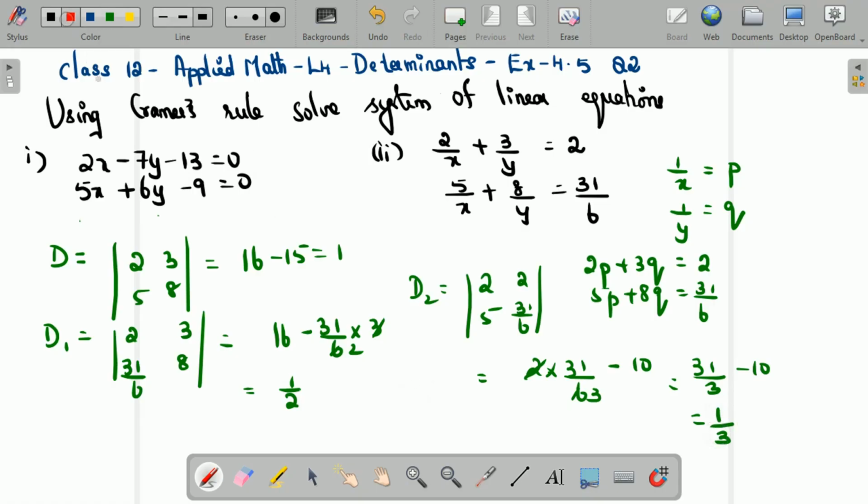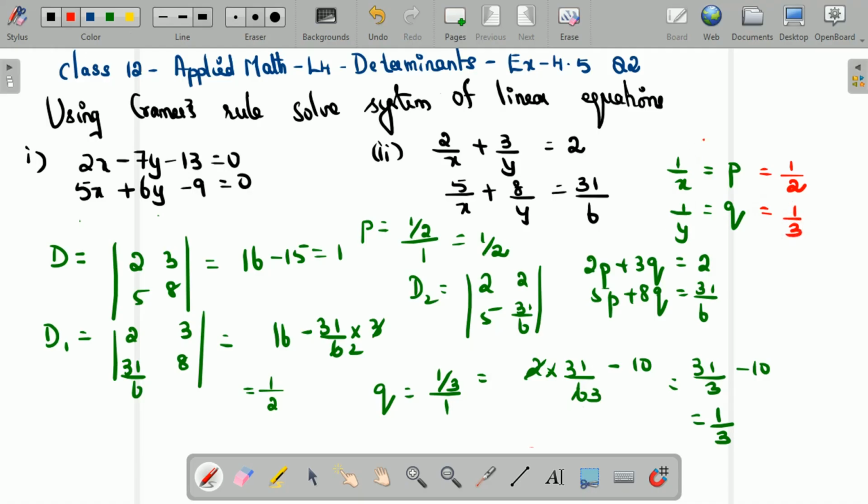Now according to Cramer's rule, p is going to be equal to D1 divided by D, which means 1 by 2 divided by 1. So p is equal to 1 by 2. So let's note this out. p is equal to 1 by 2. Now for q value, q is going to be D2 divided by D, which is 1 by 3 by 1, which means q's value is equal to 1 by 3.